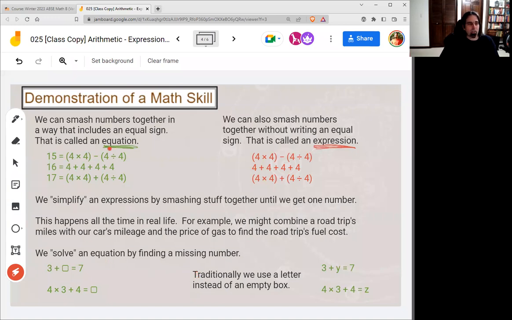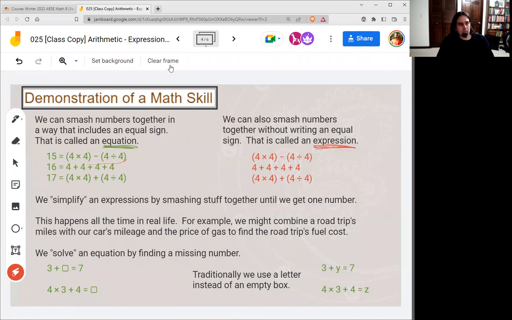So that's an equation. There's a similar thing, and it's never emphasized enough early on. It should be something that teachers pay much more attention to. An expression doesn't have an equal sign. There's no equal signs anywhere in these. It's just smashing a bunch of numbers together. It could be exactly the same thinking.